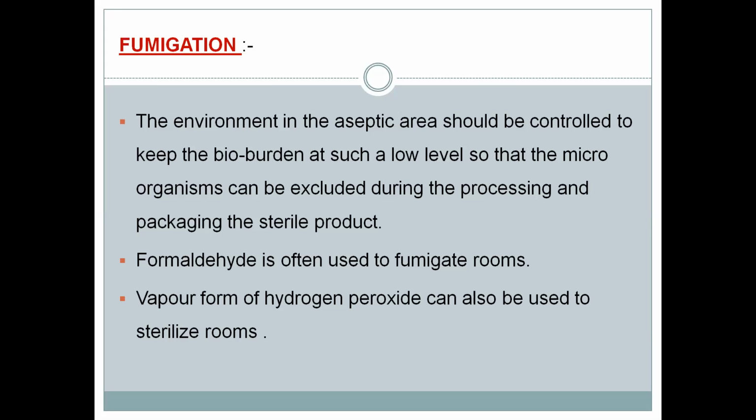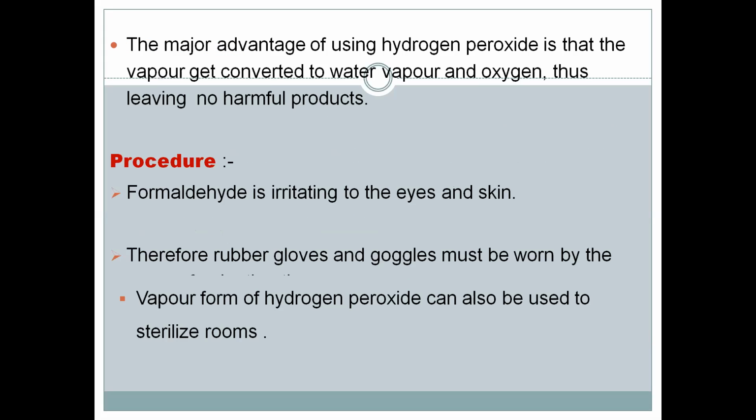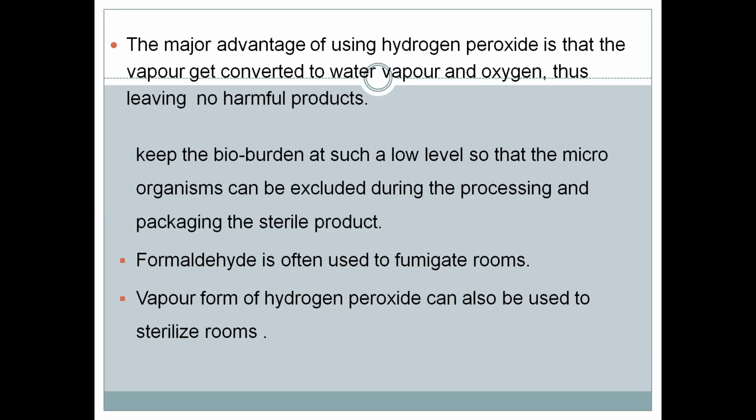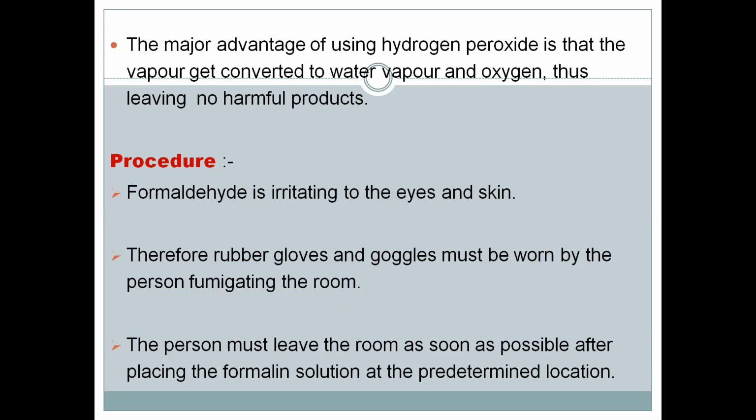So usually formaldehyde is often used to fumigate rooms. Vapor from hydrogen peroxide, H2O2, can also be used to sterilize the rooms. The major advantage of using hydrogen peroxide is that the vapor gets converted into water vapor and oxygen, thus leaving no harmful products. That is the reason hydrogen peroxide is used.